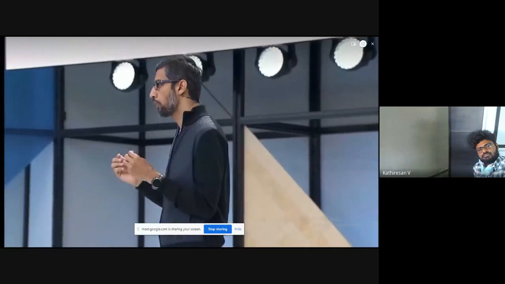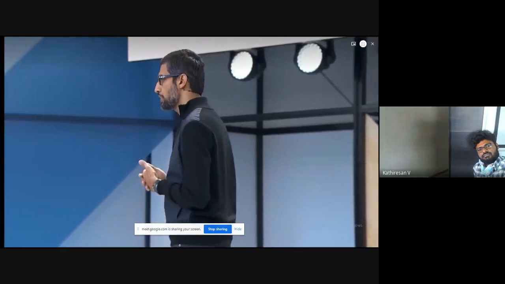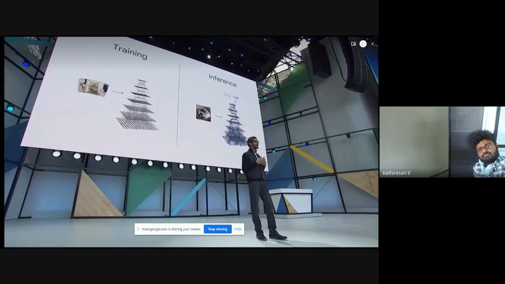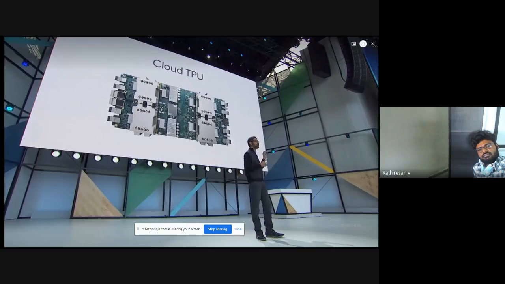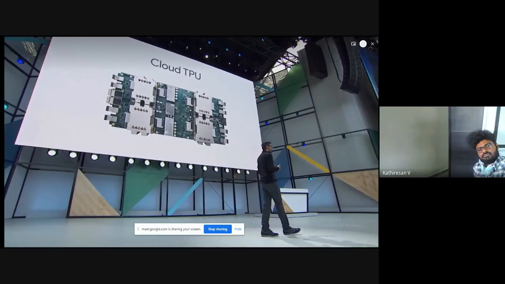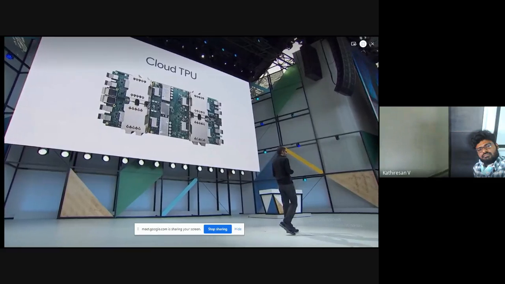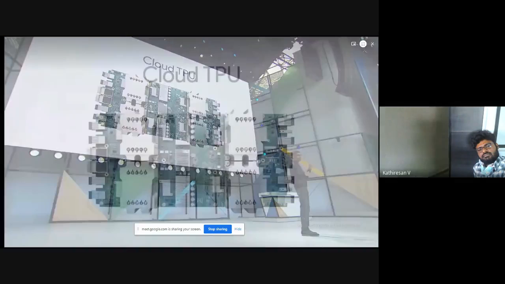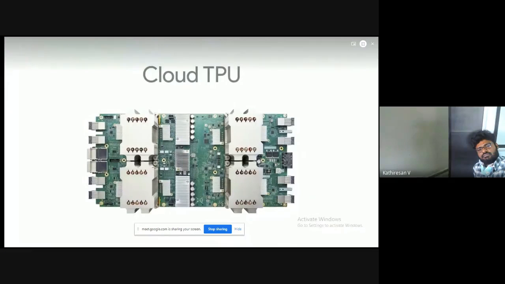So we've been working hard, and I'm really excited to announce our next generation of TPUs, cloud TPUs, which are optimized for both training and inference. What you see behind me is one cloud TPU board. It has 4 chips in it, and each board is capable of 180 trillion floating point operations per second.